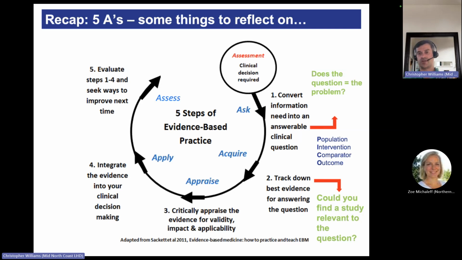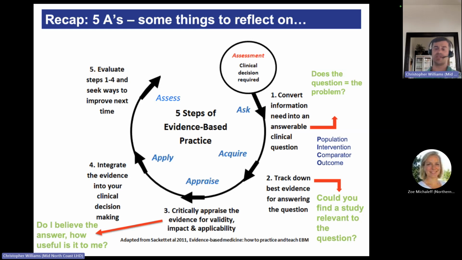So not only do we want to track down relevant evidence, the type of study that answers the question, but also the highest level of evidence that can answer the question. And then we might ask, in appraising this sort of evidence, things like, how much do I believe the answer? And then secondly, how useful is that answer to my clinical context?